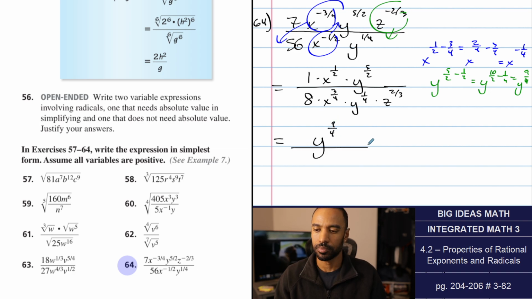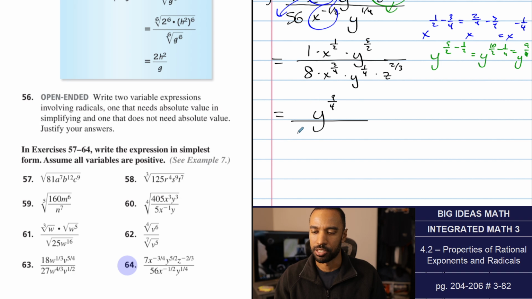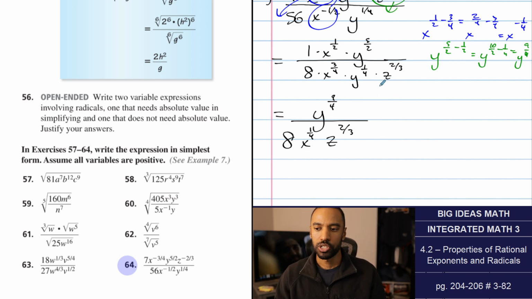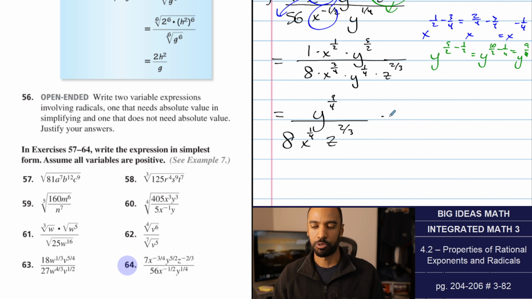That's it. Now on bottom, I still have the 8. These ones turn into x to the 1/4 power, like that. And z to the 2/3 is down here as well. Remember, the y stuff already subtracted themselves out. Now, rationalizing the denominator and stuff like that is still going to have to be had.